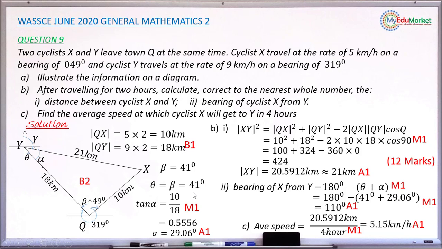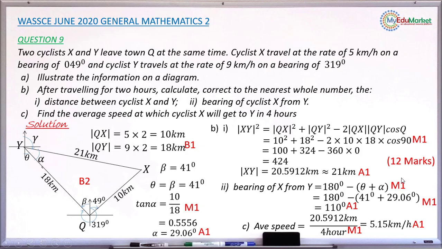When you now have the angle alpha, that is attempting to get the alpha using the tangent ratio, you have this method 1 mark. And when you now have the angle alpha correctly as 29.06 degrees, you have this accuracy 1 mark. So next mark is substituting your distance QX, your distance QY, your angle at Q 90 degrees correctly. You have this method 1 mark. When you now simplify and round the distance XY, exactly you have it as 21 kilometers. You now have accuracy 1 mark.